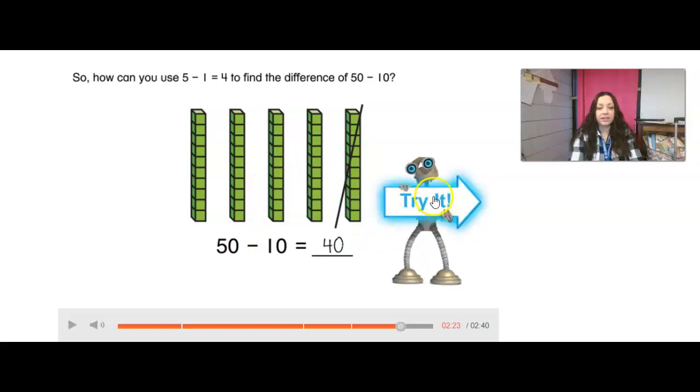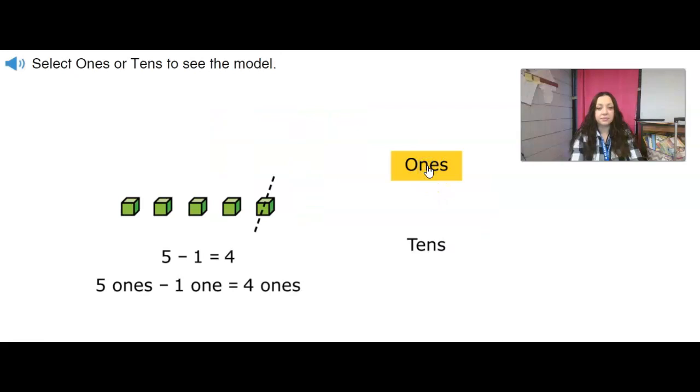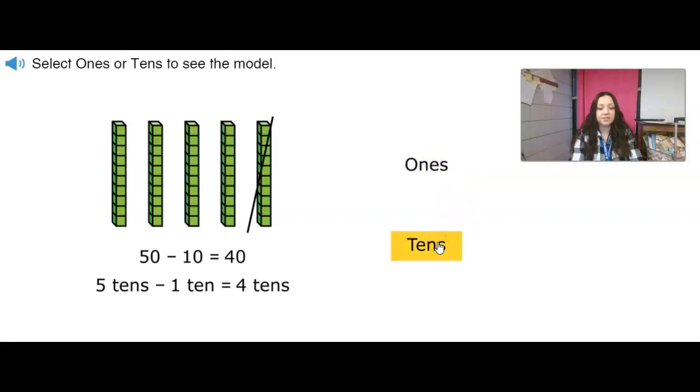All right, and we're going to try it. 5 minus 1 equals 4. 5 ones minus 1 one equals 4 ones. 50 minus 10 equals 40. 5 tens minus 1 ten equals 4 tens.